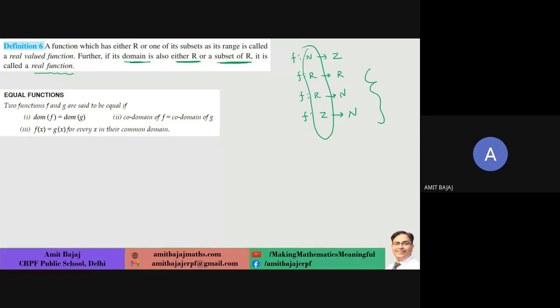Observe the difference. Real function and real valued functions are different. In case of a real valued, रेंज की बात हुई है. रेंज अगर रियल या उसका सबसेट है, then real valued, value कहां से जा रही है, then it will be a real valued function.